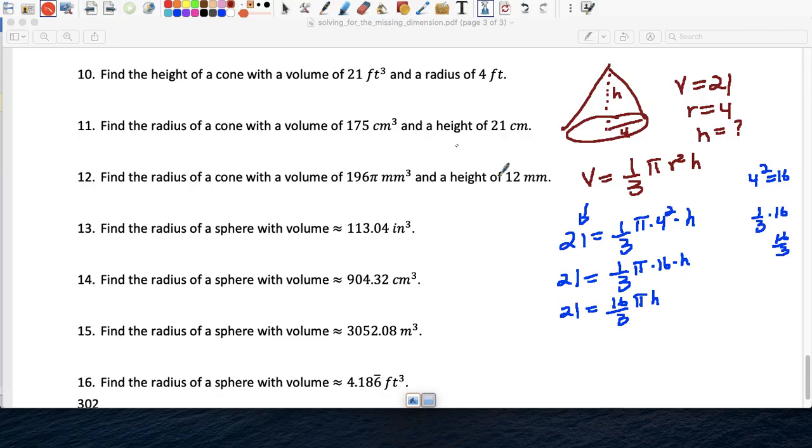We're trying to isolate h, because that's what we want. So we're going to divide both sides by 16/3 pi. That goes away, so on the right side we removed the coefficient, and we have h all by itself. On the left side, it's 21 divided by 16/3 pi. Let's enter. And the height becomes, rounded, 1.25.